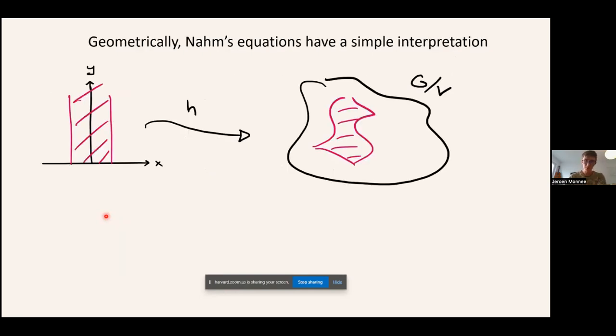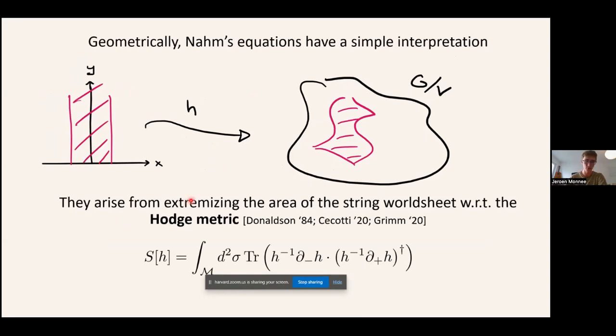So just as an aside, these Nahm's equations have a very nice geometric interpretation. You could think of the moduli space, which is just this upper half plane, as being somehow the world sheet of a string. And this map H is just an embedding of this string world sheet into this coset space. And then these Nahm's equations arise essentially from extremizing the area of the string world sheet with respect to the so-called Hodge metric, which is a natural metric that arises here in this target space. And it also recently prompted ideas by Jockers and by Thomas to formulate all this Hodge theory business in terms of some auxiliary field theory on the moduli space, whose equations of motion precisely give you these Nahm's equations.